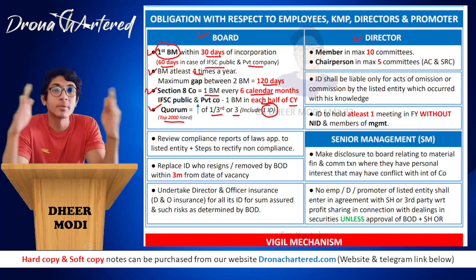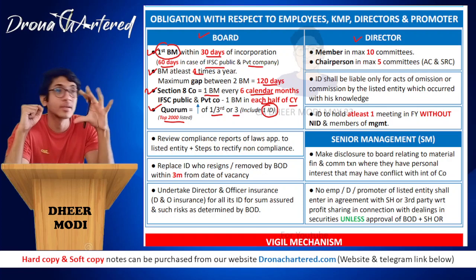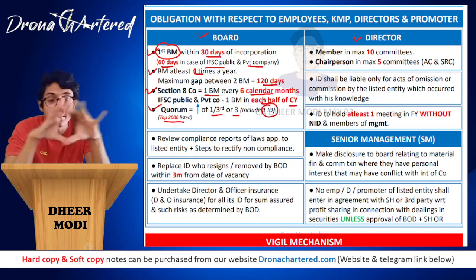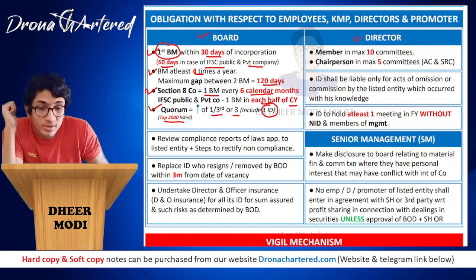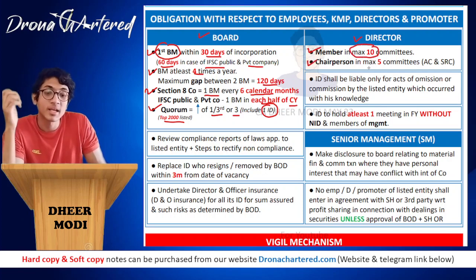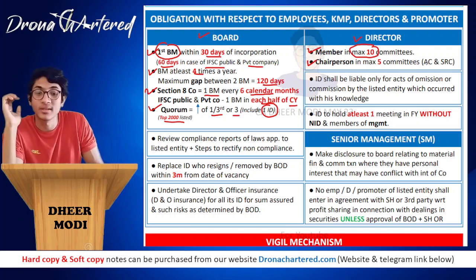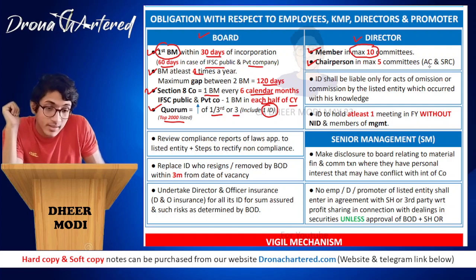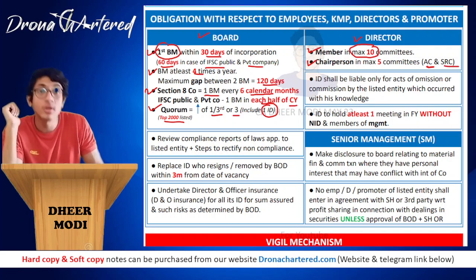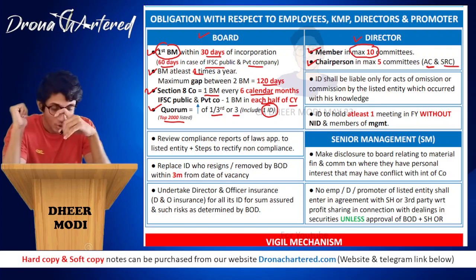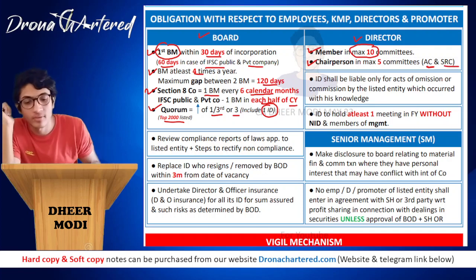Now you know there are separate committees, like you have your audit committee, you have your nomination and remuneration committee. So a director can be member in maximum 10 committees. And second is chairperson can be in maximum 5 committees. Okay, and these committees can only be your audit committee or your SRC. Okay, so SRC we will be studying forward, don't worry.